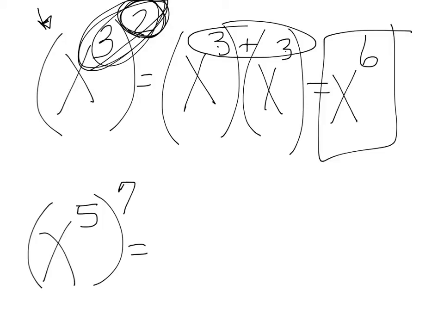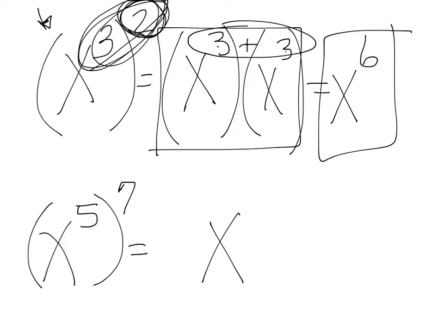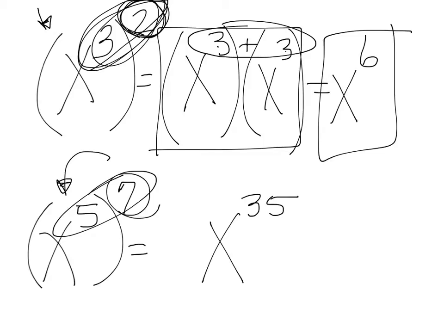So without writing this intermediate step, we can come up with x to the, what is it? 35th power, because we're simply going to multiply those exponents together. This 7 says we want to do what's in here 7 times. So there's going to be x to the 5th, x to the 5th, x to the 5th, x to the 5th, x to the 5th, and so on. It's going to end up giving you x to the 35th power.